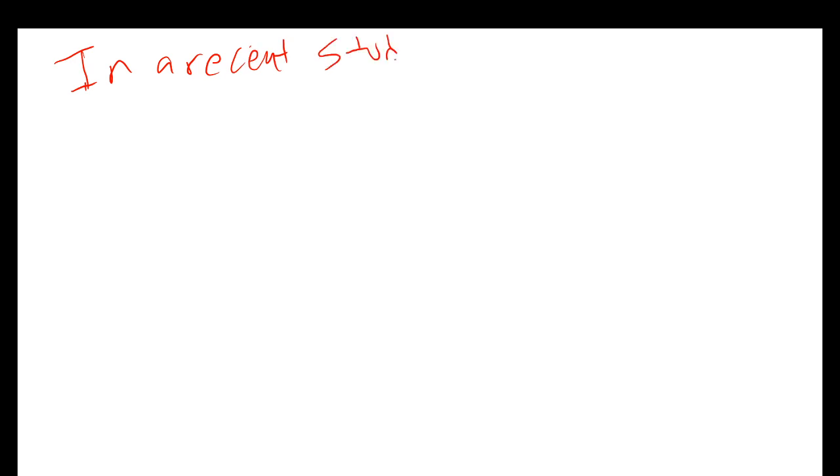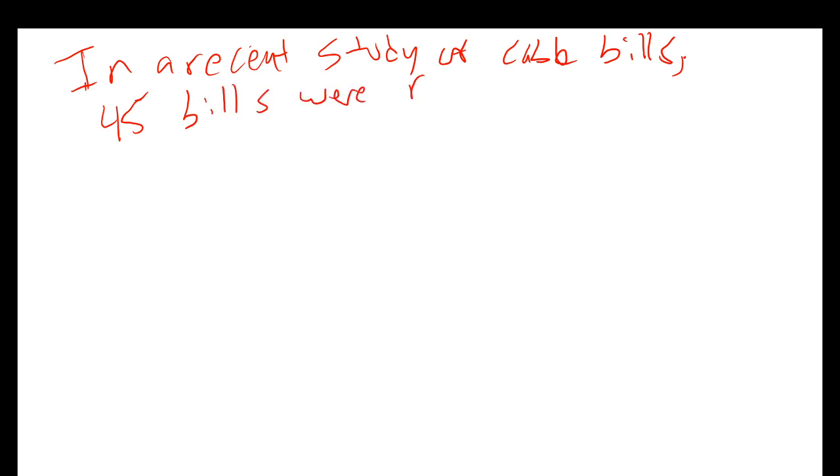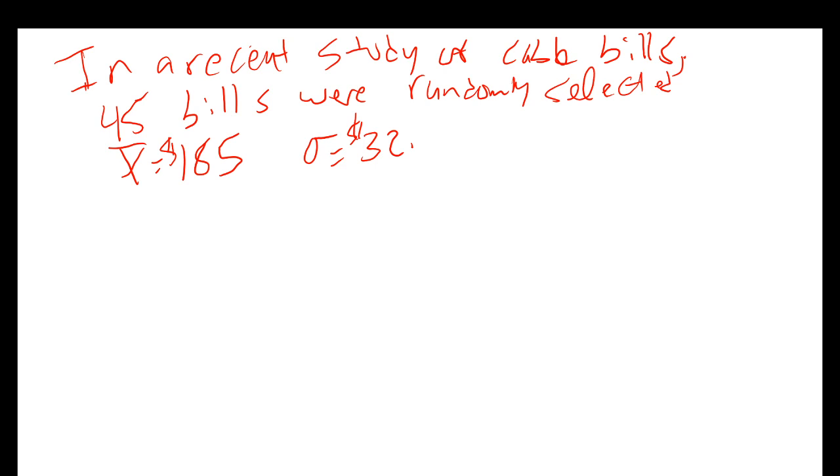In a recent study of cable bills, 45 bills were randomly selected. The average cost is $185. Sigma is $32. Construct a 98% confidence interval for the mean.